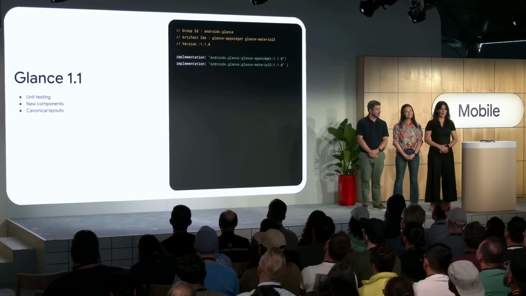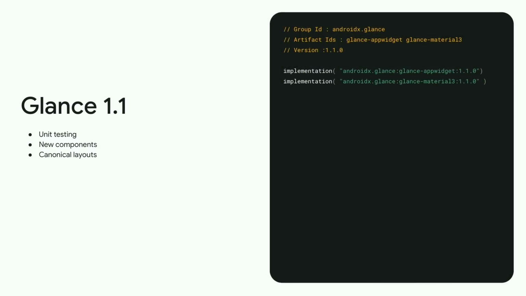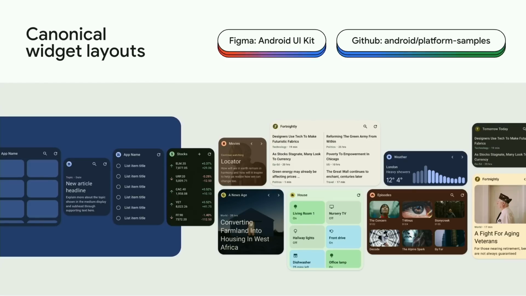And Glance 1.1 is now available and in release candidate, bringing a new unit test library, error UIs, and new components. We have also released new canonical widget layouts on GitHub, which are built on top of the Glance components to allow you to get started faster with a set of layouts that align with our best practices.